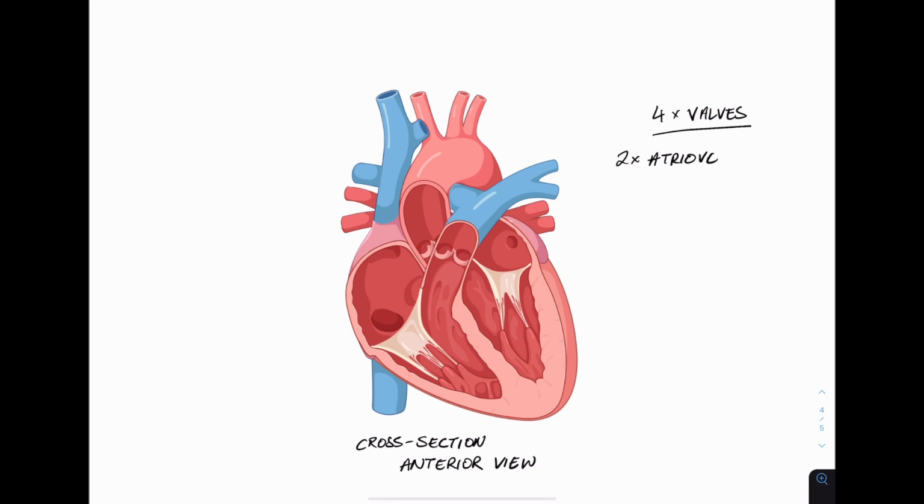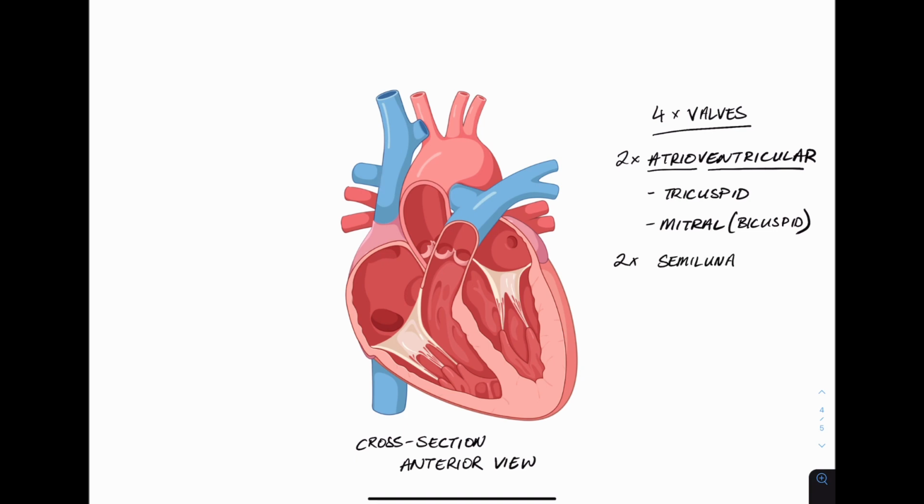There are 4 valves in the heart to control blood flow, because we don't want blood going back into a chamber where it shouldn't be. We want that flow to be unidirectional. We have 2 atrioventricular valves. Atrio and ventricular gives us a hint as to where these valves will be found. They're going to be found in between the atrium and the ventricle.